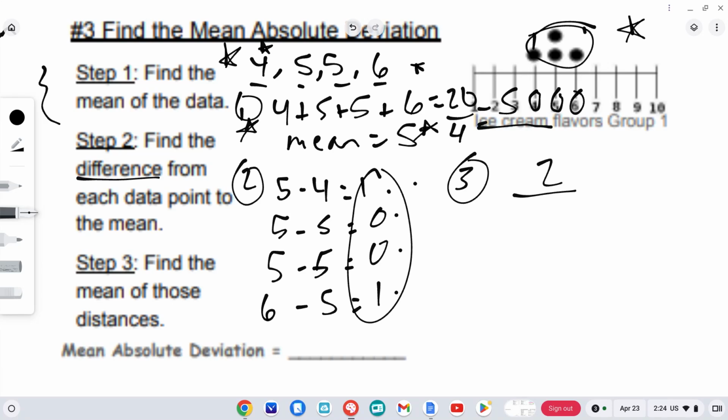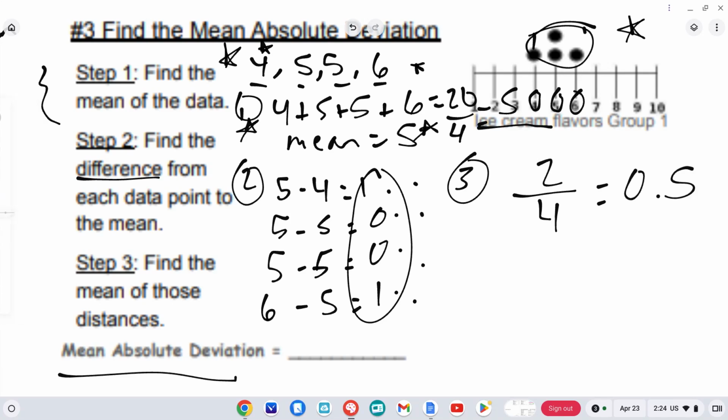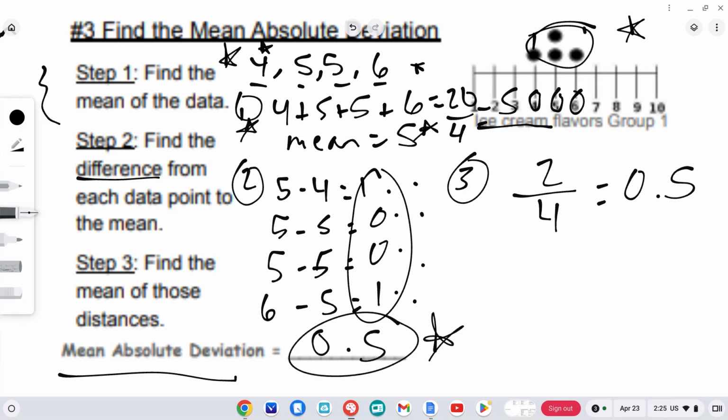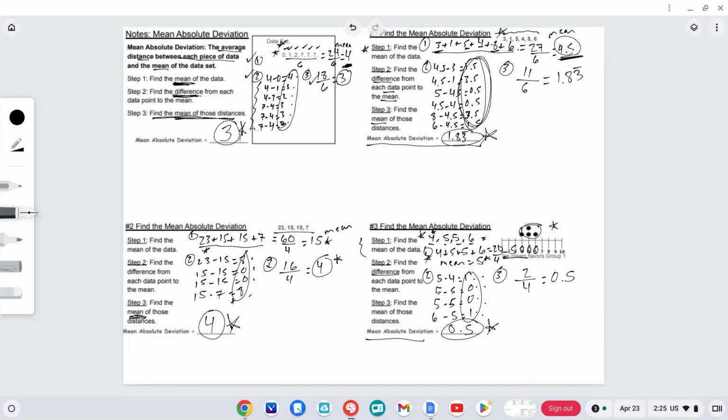And since there are 4 numbers, we're going to divide by 4 to find the average. 2 divided by 4, you can use your calculator if you need to, is 0.5. So what is our mean absolute deviation? It's 0.5. Hopefully that's getting a little bit easier now.